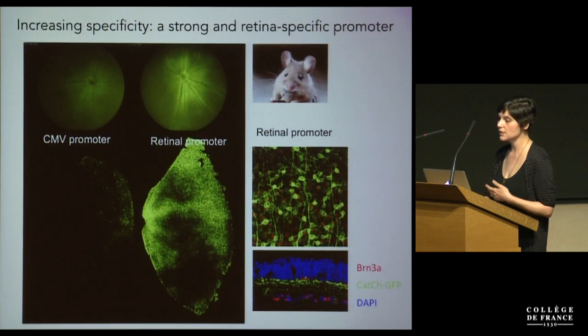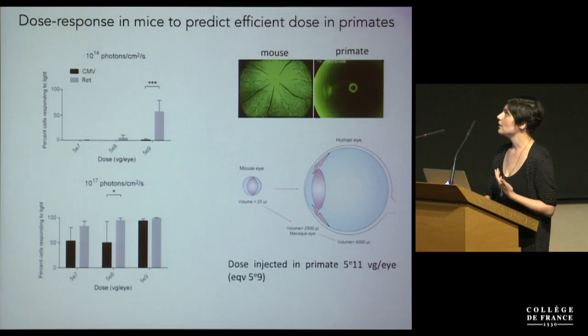So here I illustrate this with the CatCh example. So increasing the specificity required first finding a promoter that is able to provide high-level expression in RGCs. We found such a promoter. I will refer to it as RET. So this RET promoter is able to really afford much higher level expression than the ubiquitous promoters like both CMV and CAG that have been used in the past. And we've shown that, of course, dose response in the response that we're able to get with this kind of promoter is much more efficient in mice.